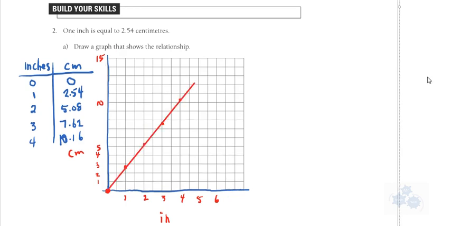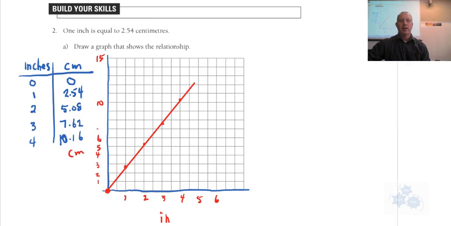Okay, so your graph should look something like that. You can feel free to fill in the rest of your values here. That'd be great. Shouldn't take you long. And this would be centimeters versus inches. You can always just make a title like that, and as long as you label which is which, you're good.